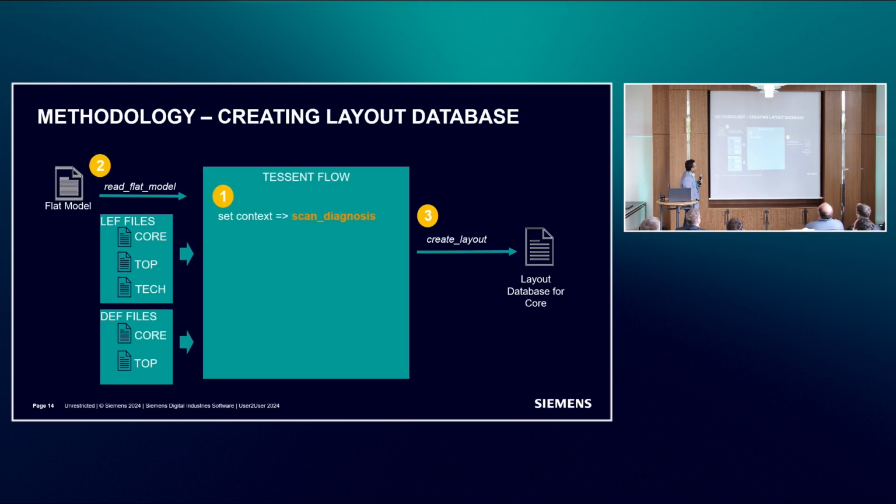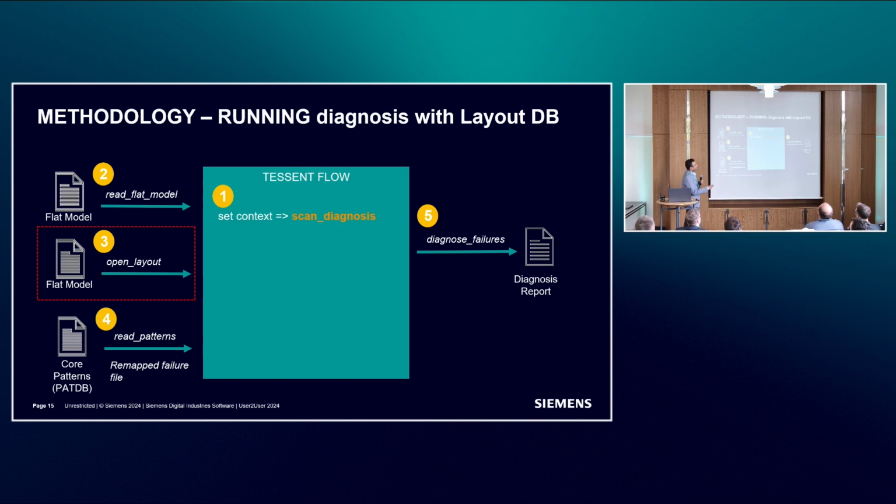Now, with this information, I'm just going to talk about how to create the layout. The context is still scan diagnosis. You're going to read your flat model and then supply these LEF and DEF files. Create layout will create the layout database. And the next step is, with the layout database that you've created, you're going to open that layout, proceed with reading the failing patterns, then remap the failure log file, and then perform the diagnosis. You can do this in a single step. Just for readability purposes, we have split it into 2 steps.